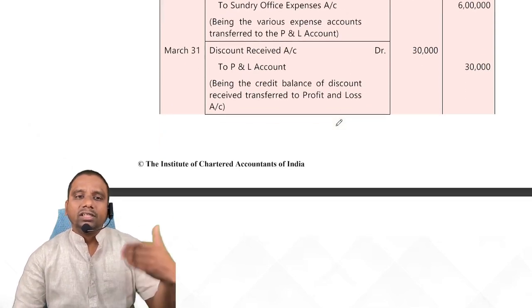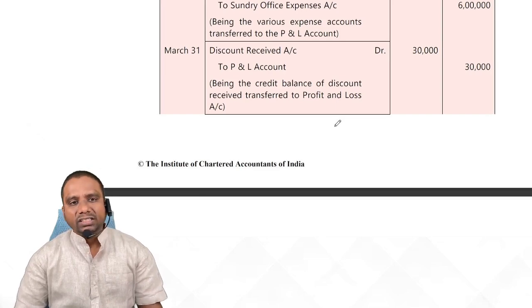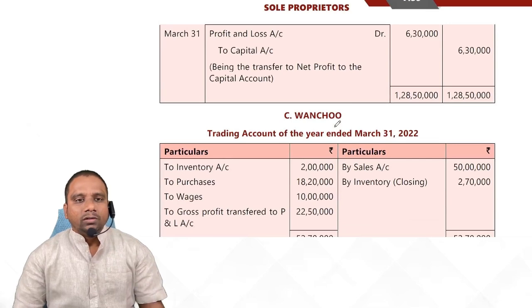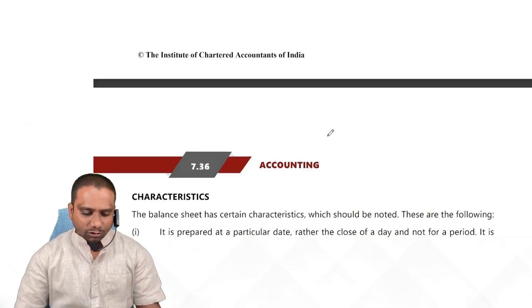If it is profit, that is transferred to capital account. Profit and loss account debit to capital account. If it is loss, then we deduct from capital. So capital account debit to profit and loss account. Here, next question.